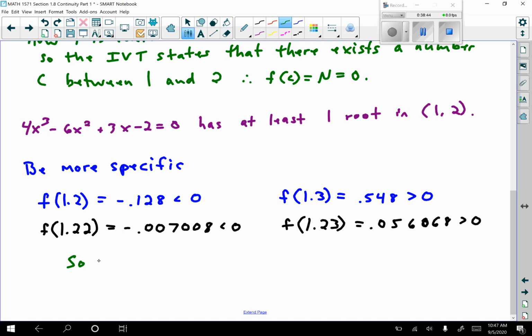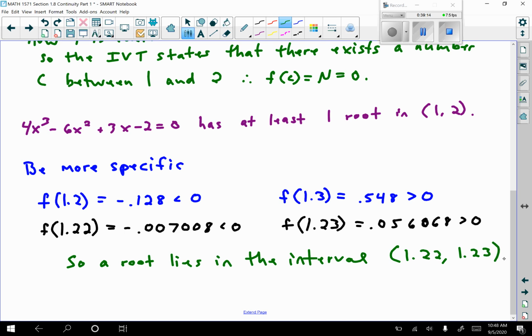So we were narrowing it down between 1 and 2. That was still kind of broad. So we did 1.2 to maybe 1.3. Now, if you did like 1.2 to 1.5, that would be fine, or 1.1 to 1.7, and then you would want to narrow that down. So a root lies in the interval from 1.22 to 1.23, and we're as close to it as possible. We could take it even further, but that's going to be good enough for now.